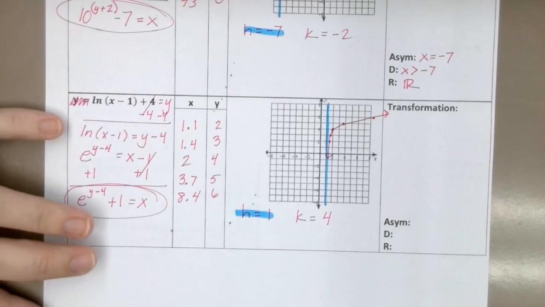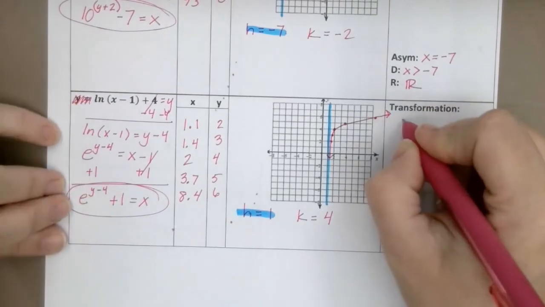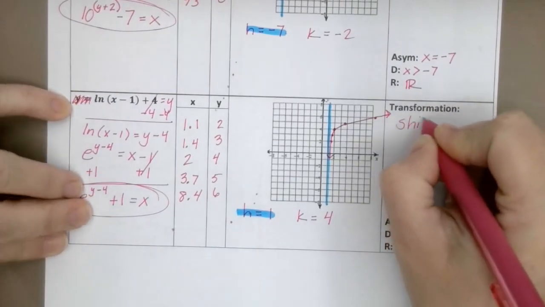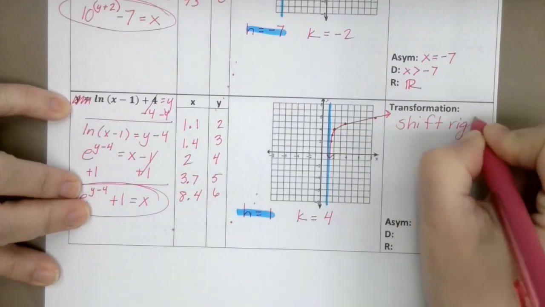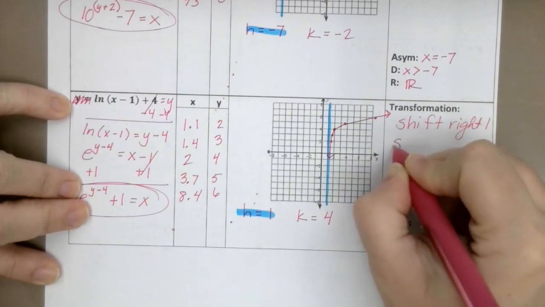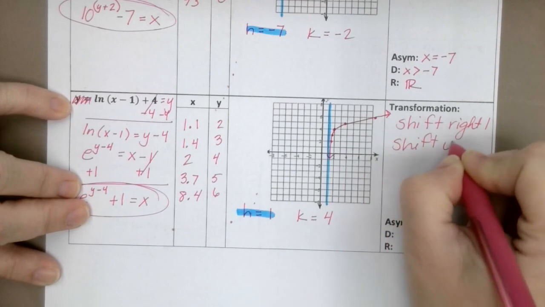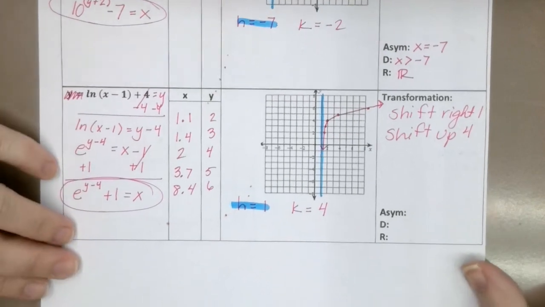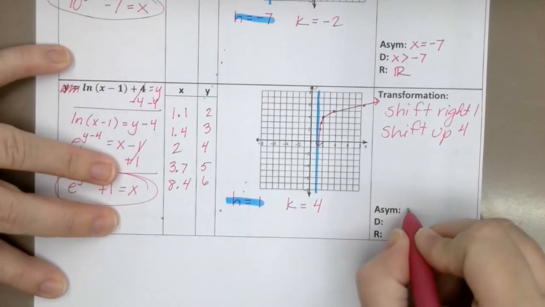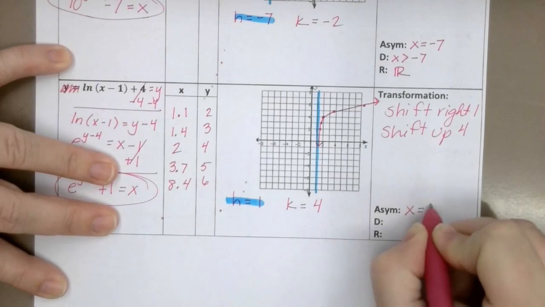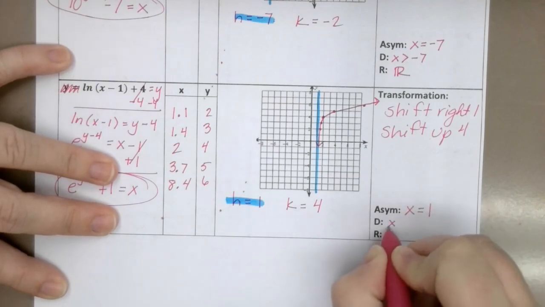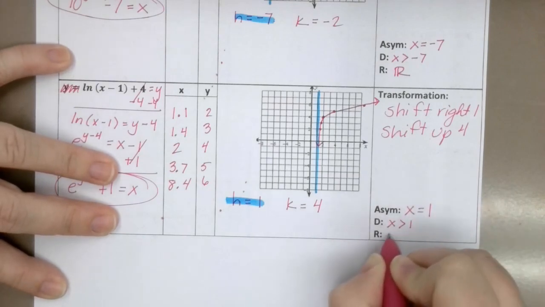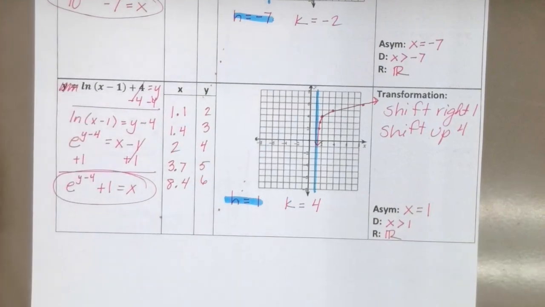What was my transformation here, just to reiterate? Shift right 1, shift up 4, and with no a value, you would pick that out at the beginning. There's no vertical stretch, reflection, compression. What's my asymptote? X equals 1, domain. X is greater than 1, and my range? All real numbers. We good? All right.